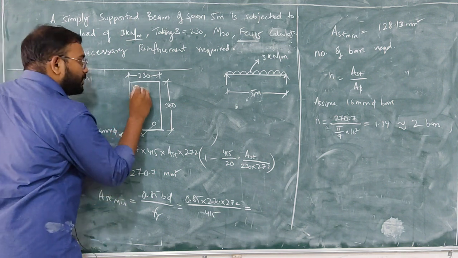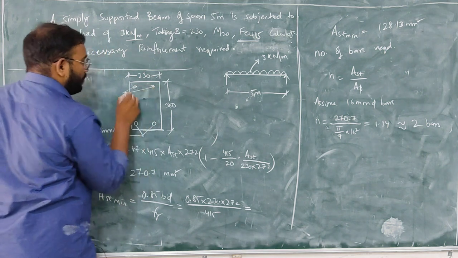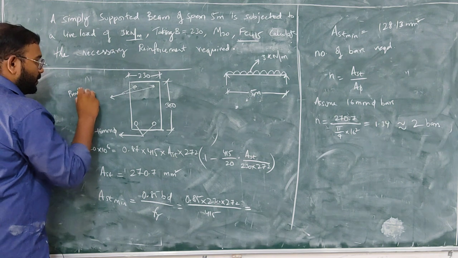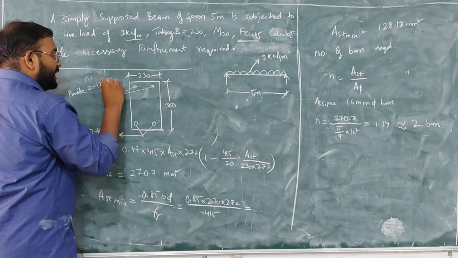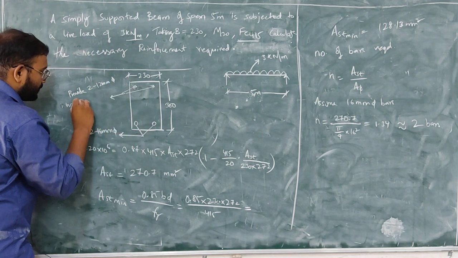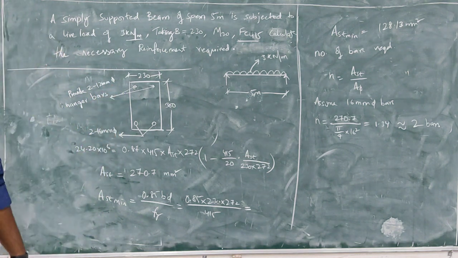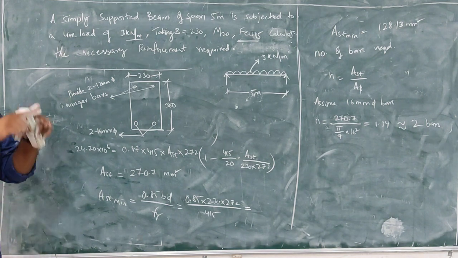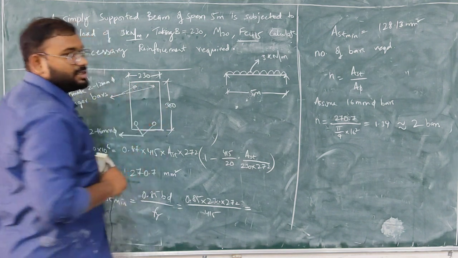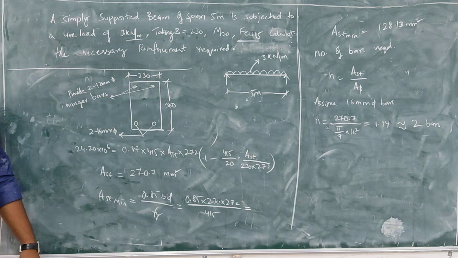Now here you need to write down: provide 2 bars of 12 mm diameter, 2 12 mm diameter hanger bars. Why are these provided? To hold the perpendicular or transverse reinforcement. Okay, you will be having stirrups like this. To hold these stirrups, you need to provide 2 bars there. So these are called hanger bars.